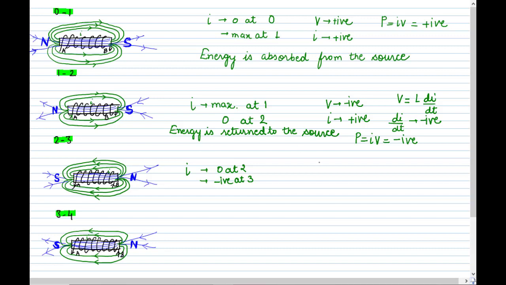Now if you see that from 2 to 3, our voltage is negative and our current is also negative. So both are negative. That means di upon dt will also be negative. But our power P is equal to IV. So negative into negative will make a positive. So our power is positive. That means the energy is absorbed from the AC source by the coil. So energy is absorbed from the source.